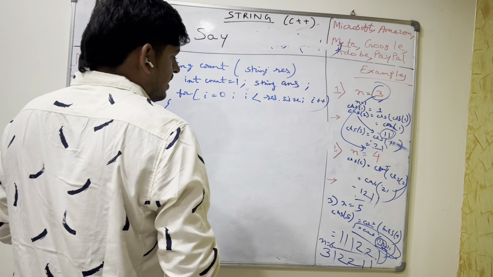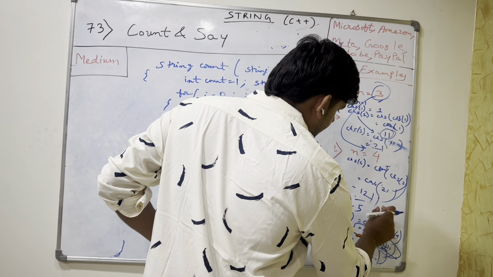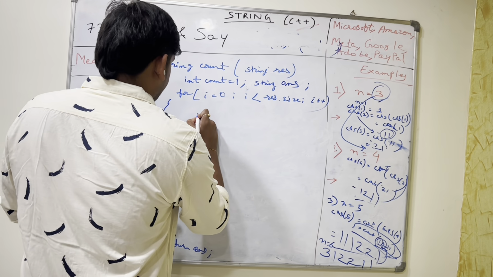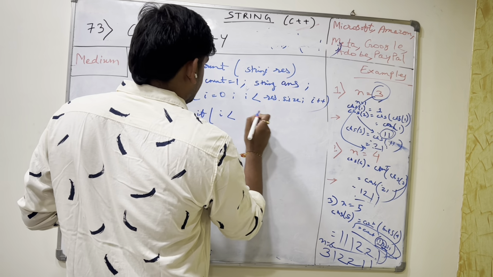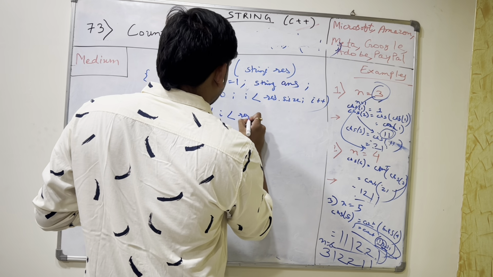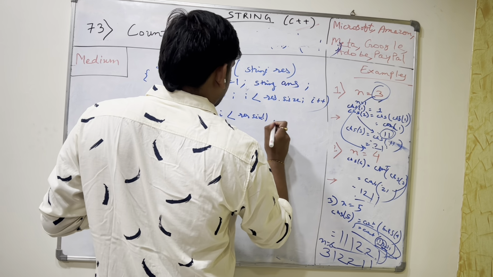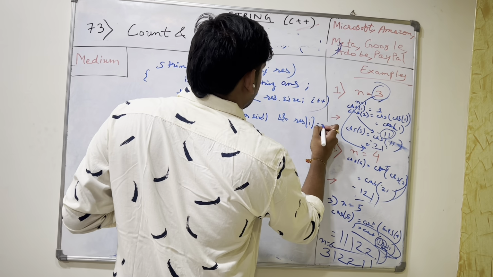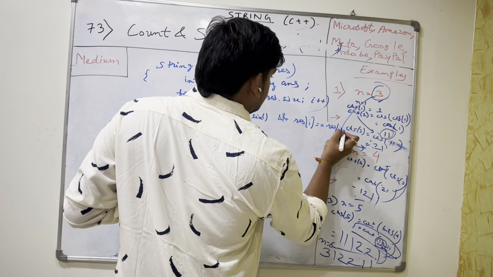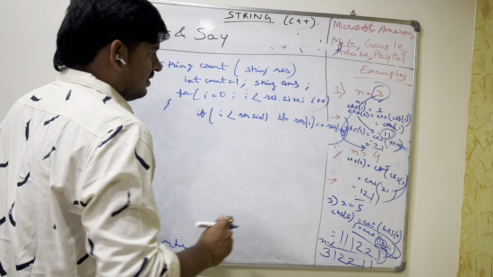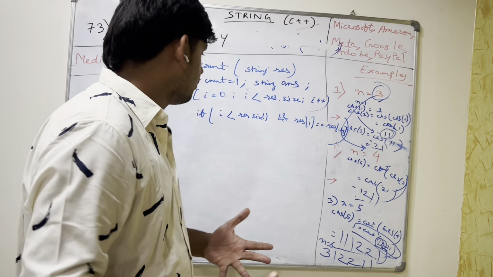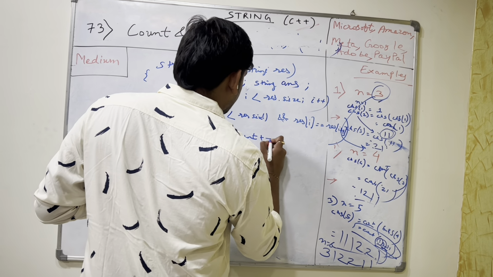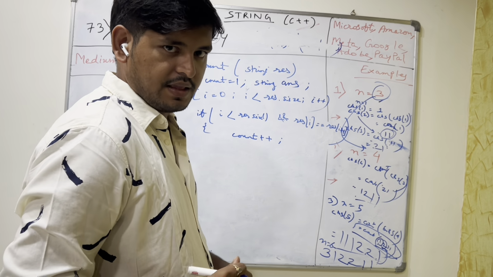So when we are counting it, we are checking this value and this value. So if i is less than res dot size, and res of i is equal to res of i plus 1. If this and the next value are equal, what we need to do is increase the count value. Count would increase. Okay, that is the thing.